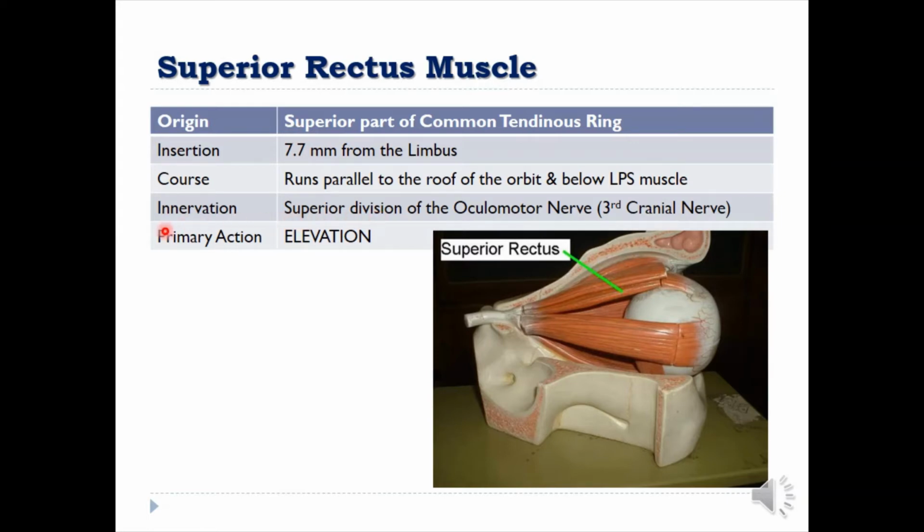So what is the primary action? Why is the superior rectus there? The primary action is elevation. Elevation is nothing but elevating the eyeball. Suppose, for example, you are looking up: when you are looking up, this superior rectus muscle is helping you to look up.